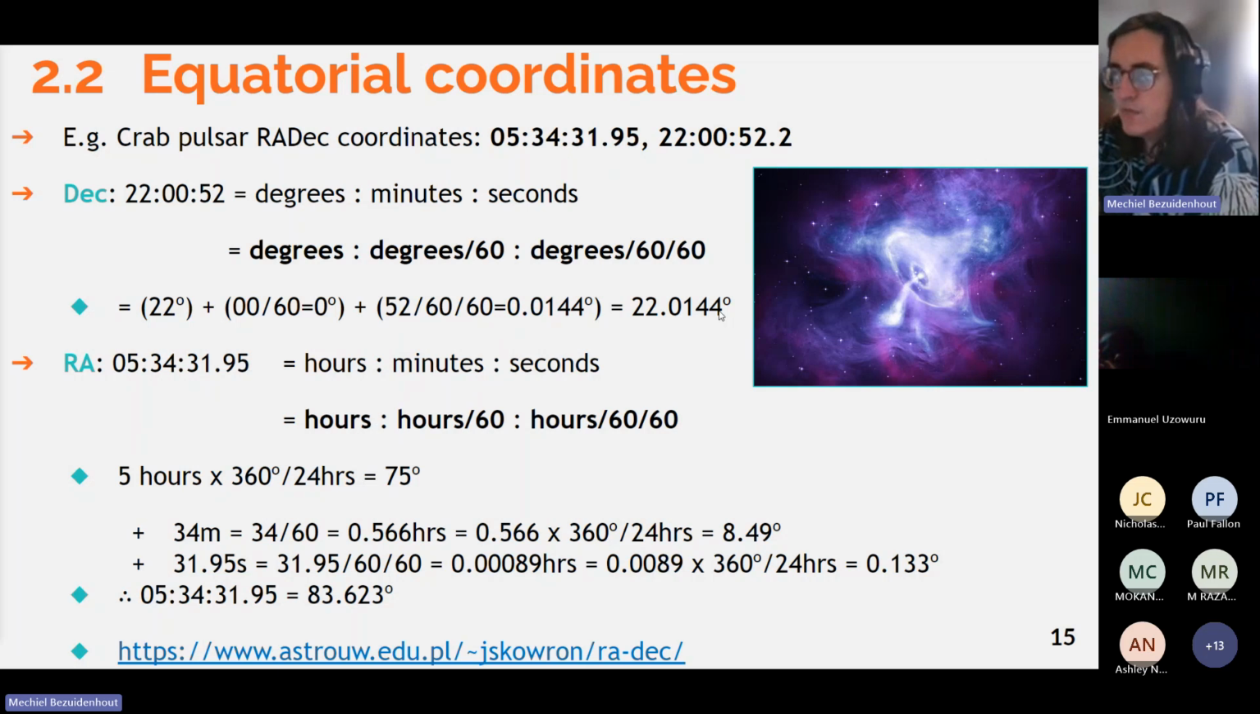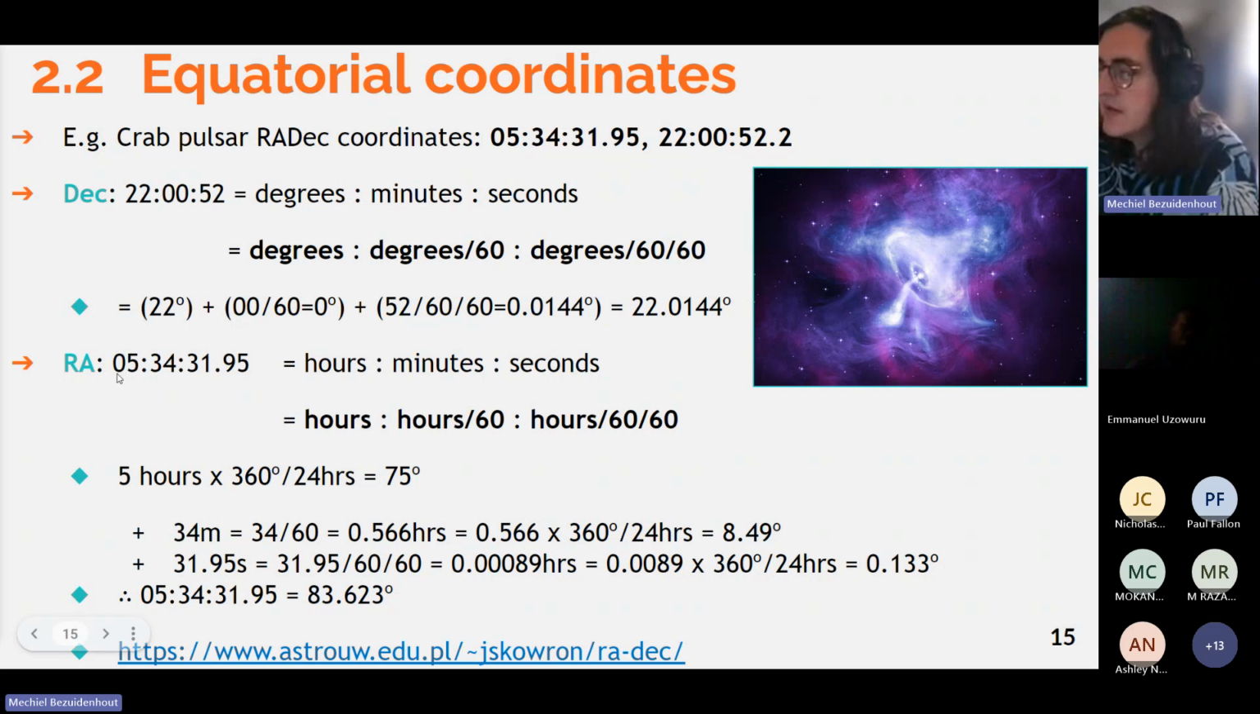So that's fairly simple. The problem comes with right ascension, because I've said these are not measured in degrees, they're measured in hours, minutes, and seconds. So we have 5 hours, 34 minutes, and 31.95 seconds. But now the minutes here are defined as the hours divided by 60, and the seconds are hours divided by 60 divided by 60. In other words, a minute of the right ascension is not the same as a minute of the declination. So you have to bear that in mind.